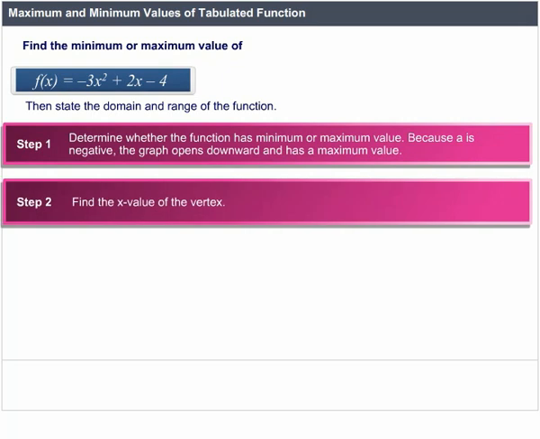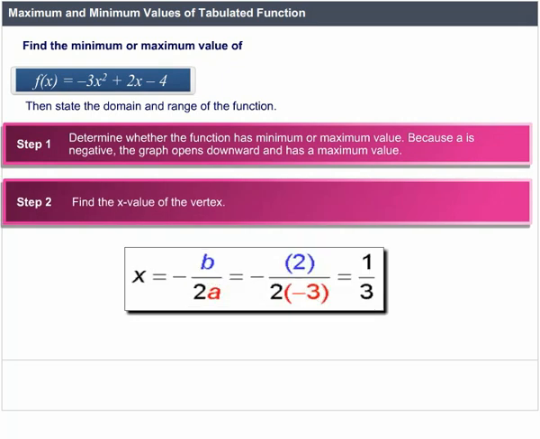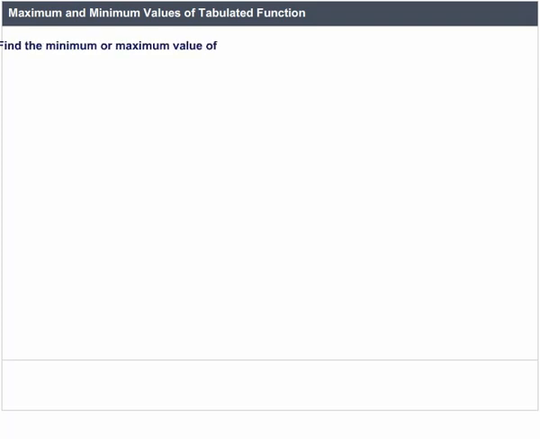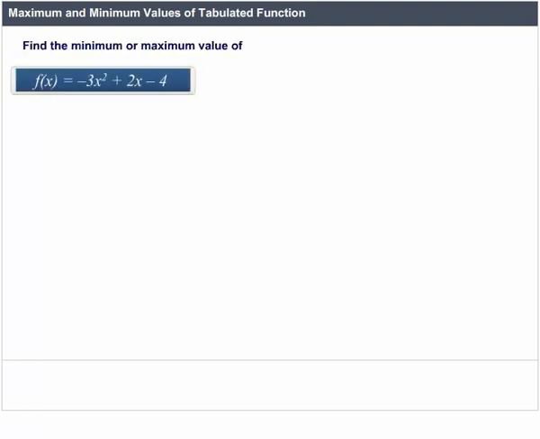Step 2. Find the x value of the vertex. X equals minus b divided by 2a, equals minus 2 divided by 2 times minus 3, equals 1 by 3. Substitute 2 for b and minus 3 for a. Find the minimum or maximum value of f of x equals minus 3x square plus 2x minus 4. Then state the domain and range of the function.